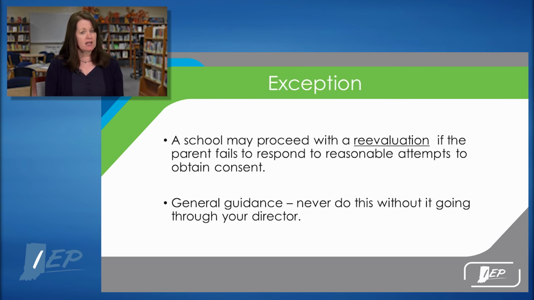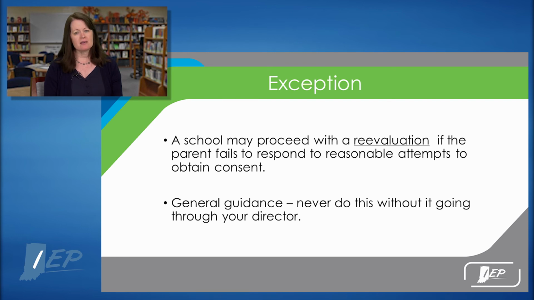Okay, so let's go back to talking about the exception for a reevaluation. What the law says is that schools can actually proceed with a reevaluation if the parent doesn't respond to reasonable attempts to get consent. Now, this is different than a parent saying, no, you don't have my permission, because they have clearly said, I don't want this to happen. But if you have sent home this notice and it doesn't come back, and you've had phone calls and the permission doesn't come back, it does allow for schools to proceed with a reevaluation if necessary.